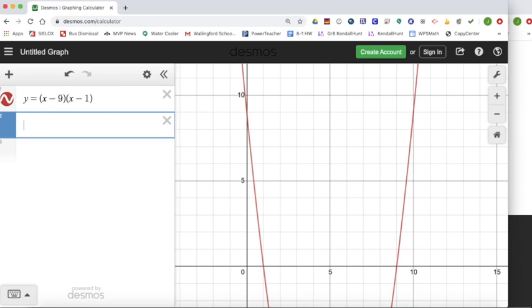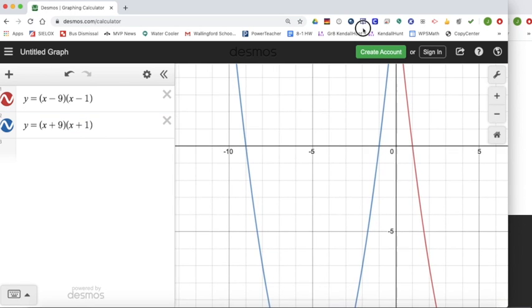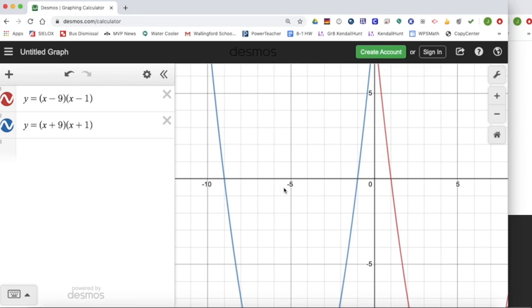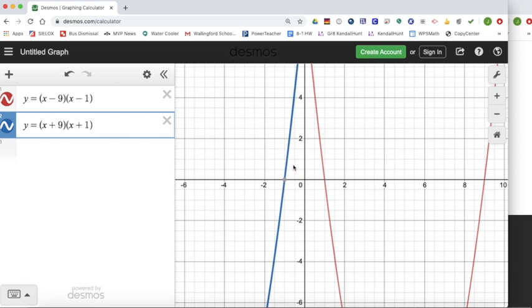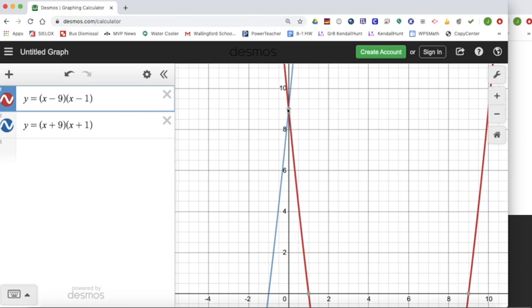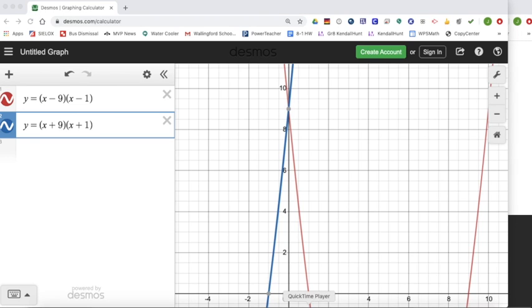And if I thought my intercepts were positive 9 and negative 1, my graph would be blue, and it should be on the other side. And I see my x-intercepts of negative 9 and negative 1. Then my y-intercept is still 9, and 9 is still the product of them because negative 9 times negative 1 gets me 9. All right, so that's pretty much it for today.